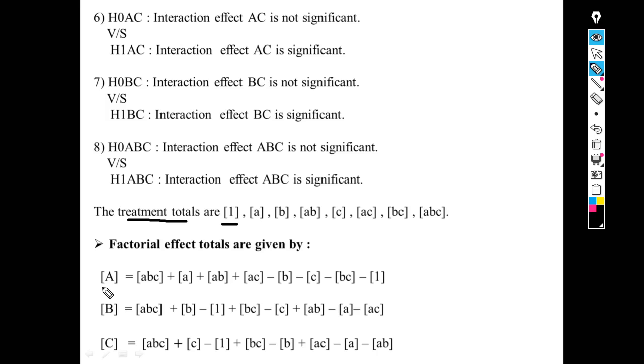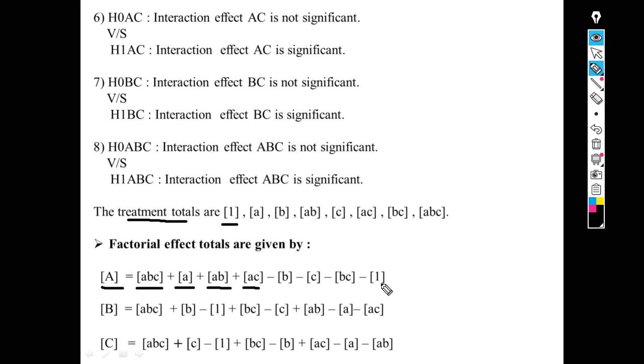So for factor A, the factorial effect total is denoted by square bracket capital A, and it is [ABC], that is the treatment total for ABC, plus [A], [AB], [AC], minus [B], minus [C], minus [BC] and minus [1]. So we know the main effect for factor A, main effect for factor B and main effect for factor C, and we have derivations for these. With the help of those derivations we can remember these factorial effect totals.